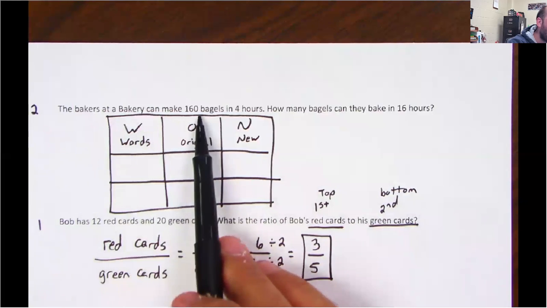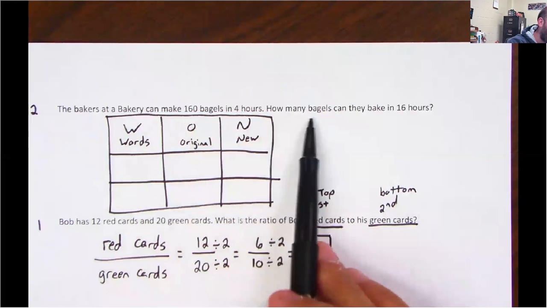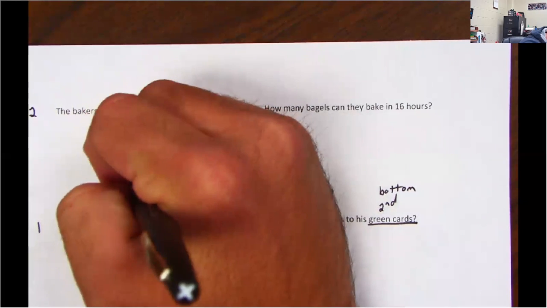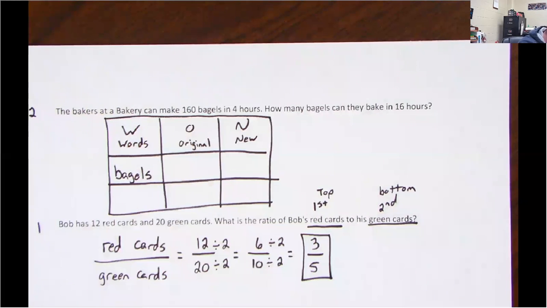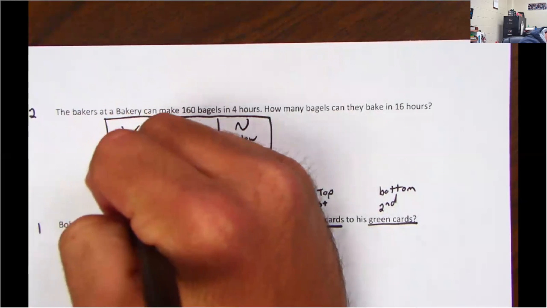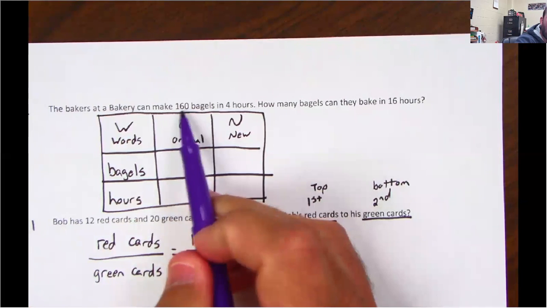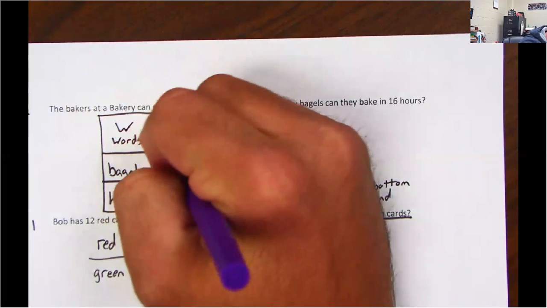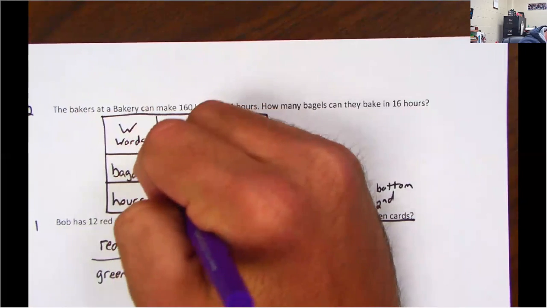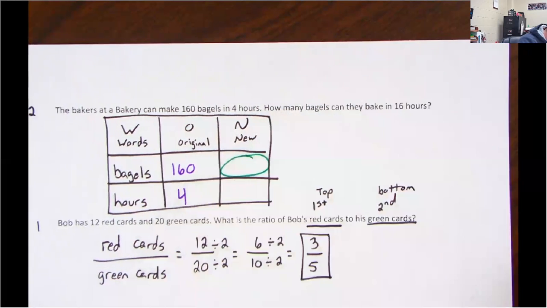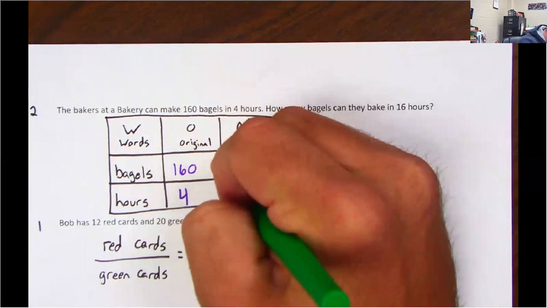The bakers at a bakery can make 160 bagels in 4 hours. How many bagels can they make in 16 hours? So here we're comparing bagels to hours. My original information says I can make 160 bagels in 4 hours. We want to know how many bagels, so we're solving for how many bagels in 16 hours.